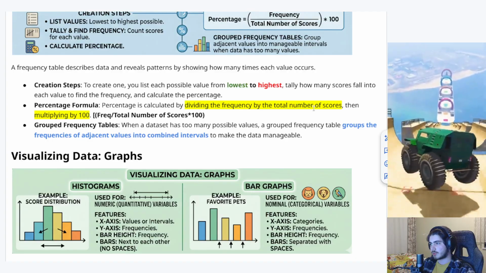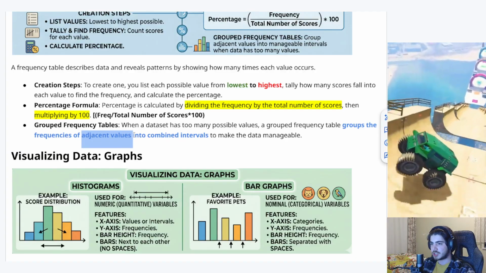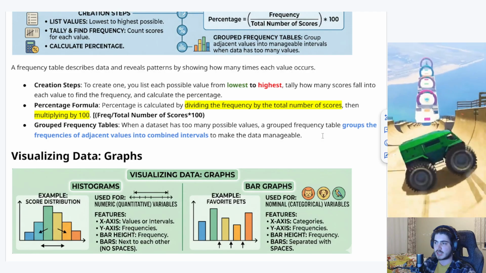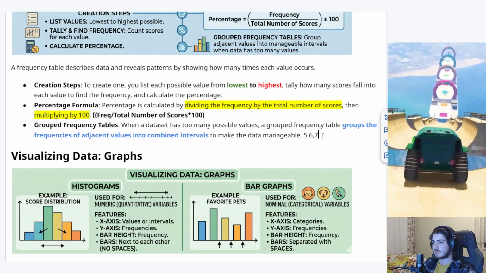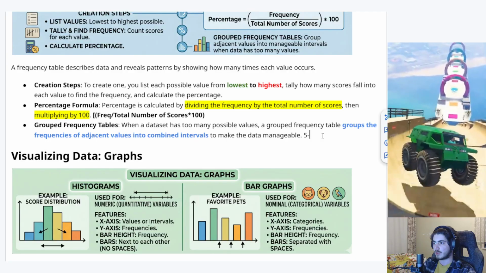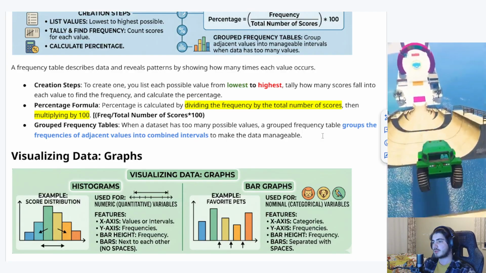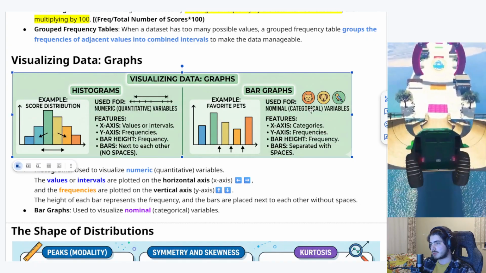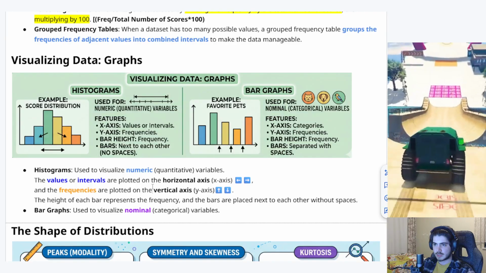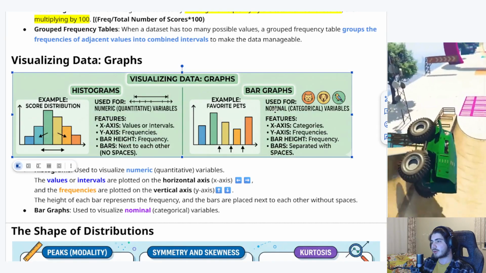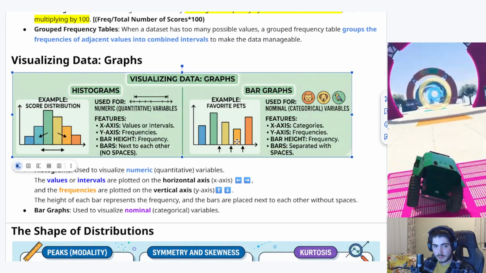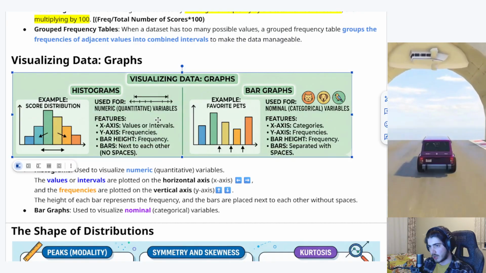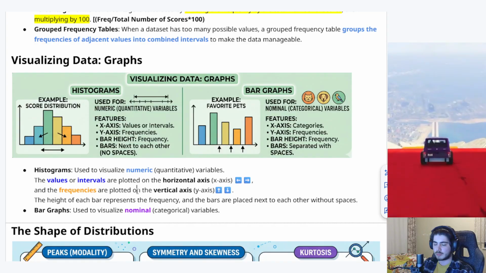By talking about grouping the frequencies of adjacent values, it just means that. So 5, 6, 7, you group these into the group of 5 to 7, because they're adjacent. Now, the difference between histograms and bar graphs is fundamentally that bar graphs are used for nominal variables, whereas histograms are used for numeric variables.